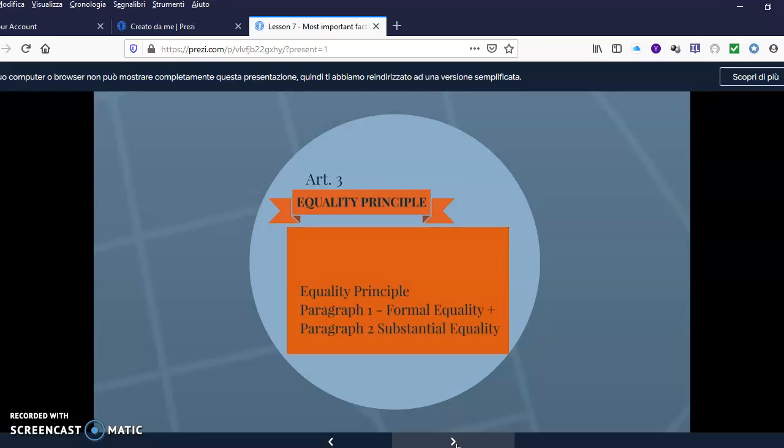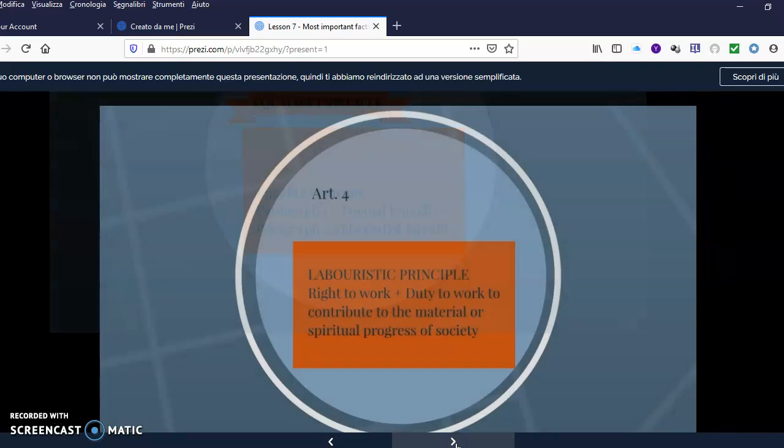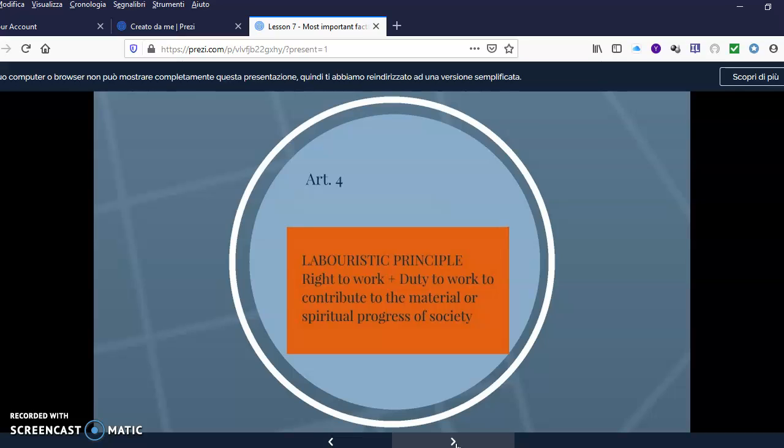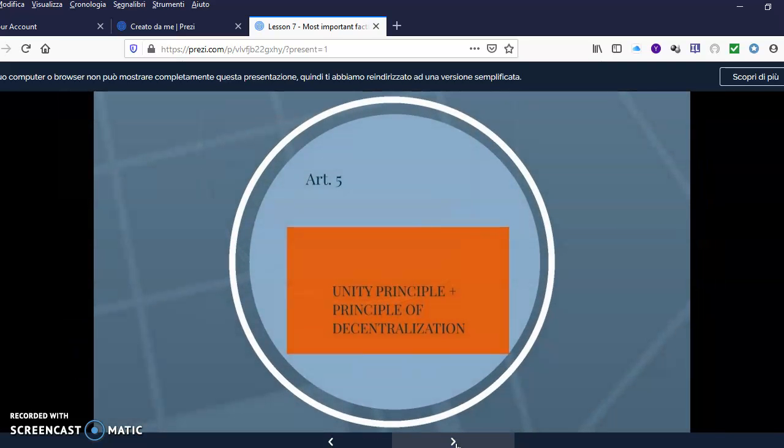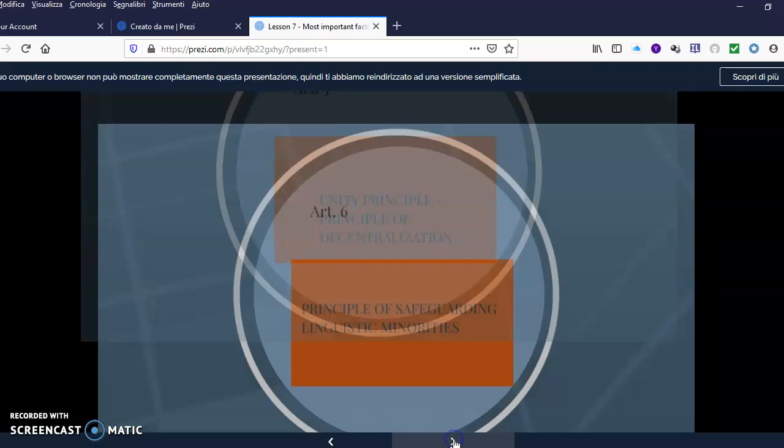Third article, maybe the most beautiful article of our Constitution, Article 3, the equality principle, not only formal equality but also substantial equality. Laboristic principle, the right and the duty to work to contribute to the material or spiritual progress of society. Article 5, about the state and the regions. The state is one and cannot be divided, but the state gives things to do to the regions and to other territorial bodies in order to help people have the best services.